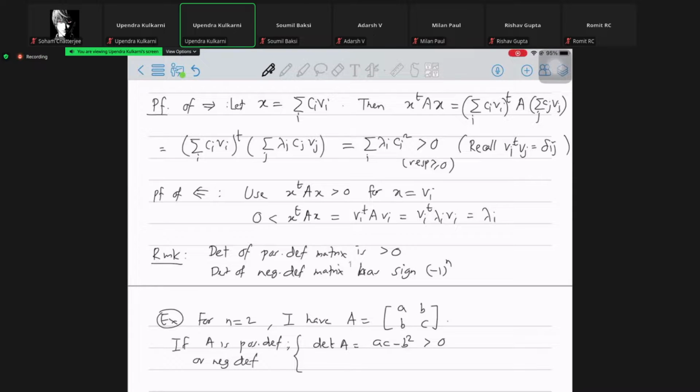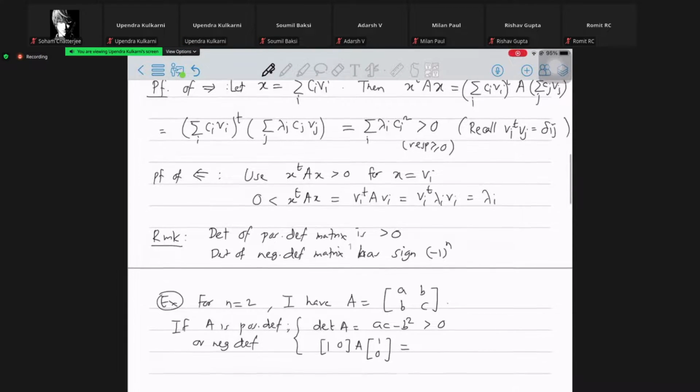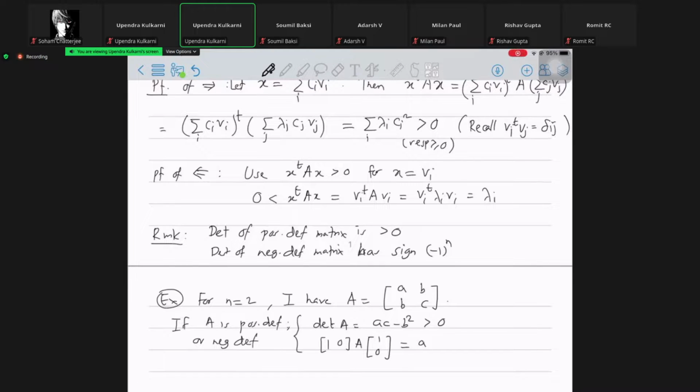However, notice one thing. I can express this entry small a in terms of just the following, right? So (1 0) A (1 0) transpose, what is that? That's small a, and likewise small c will be the other entry, so this is (0 1) A (0 1) transpose.